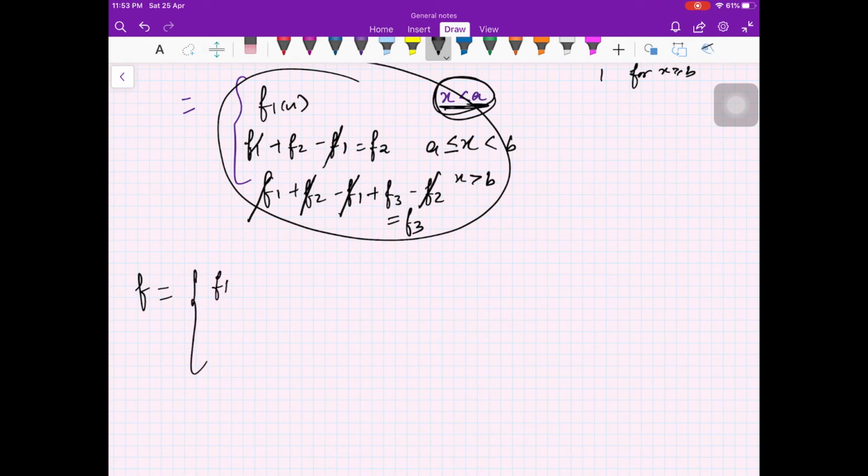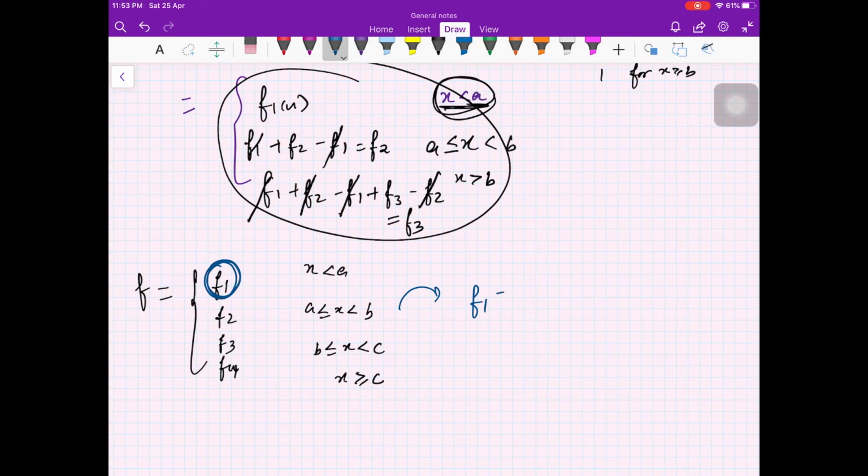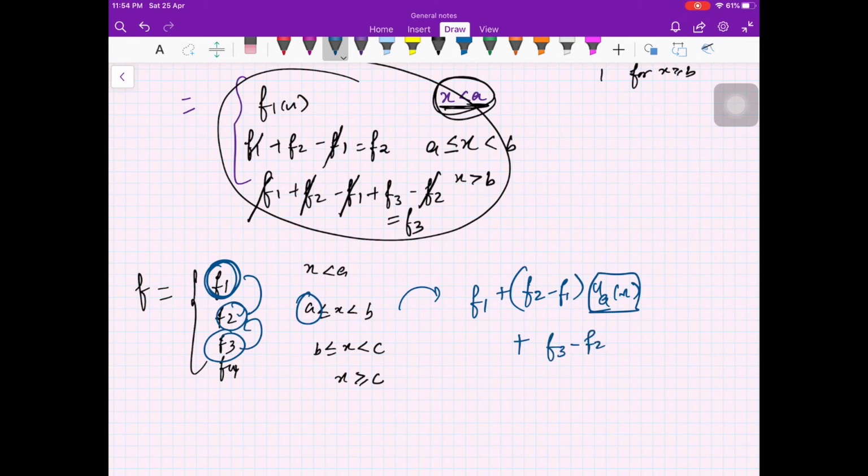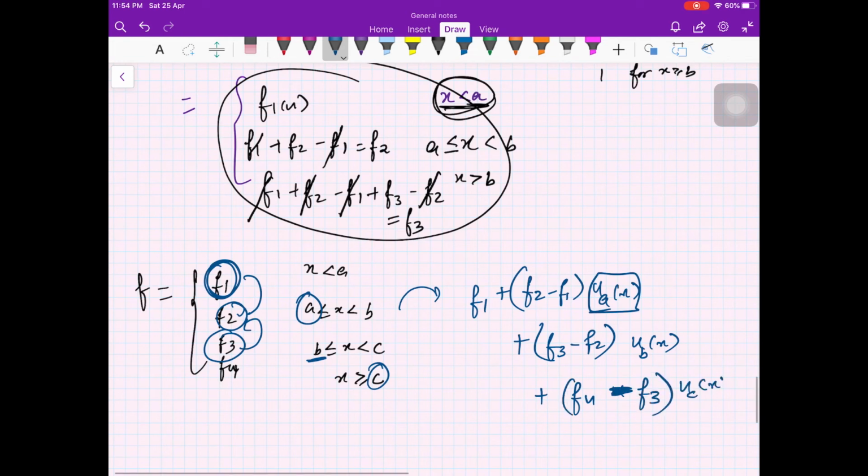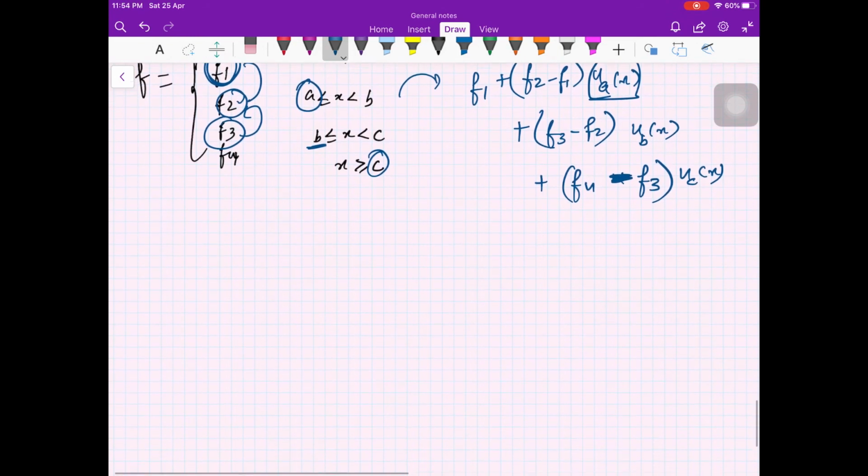Let me give one more example. If you have 4 values, f1, f2, f3, f4, for x less than a, a less than x less than b, b less than x less than c, and x greater than or equal to c. In that case, you can write your function as f1 plus f2 minus f1 into ua, that point of discontinuity, this is your unit step function, plus f3 minus f2 into the unit step function at the b point, plus f4 minus f3 into unit step function at the c point, right?